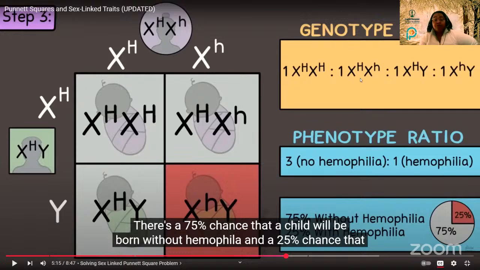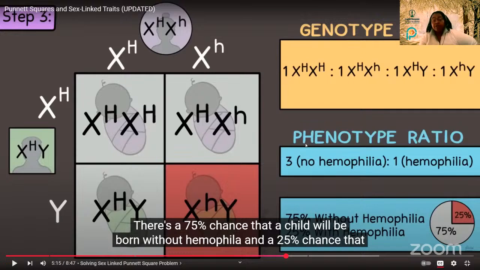So we have 2 females, and both females, because we have X and X, are going to be normal for hemophilia. On the other hand, we have an X and a Y with a capital H, and that's a male, and he's going to be normal. And then we have an X and a Y with a lowercase h, and because there's nothing to hide that lowercase h, this child is going to have hemophilia.